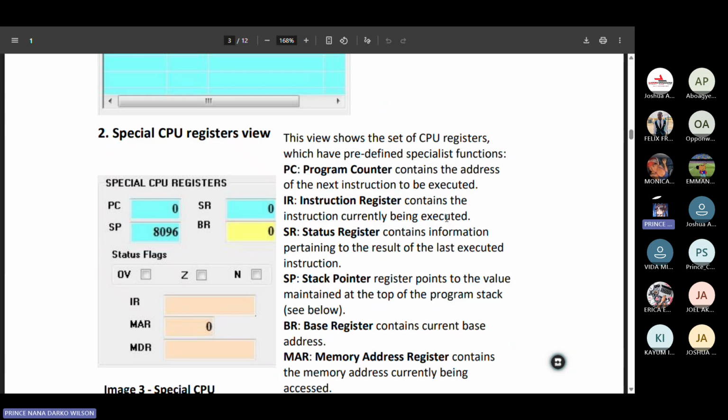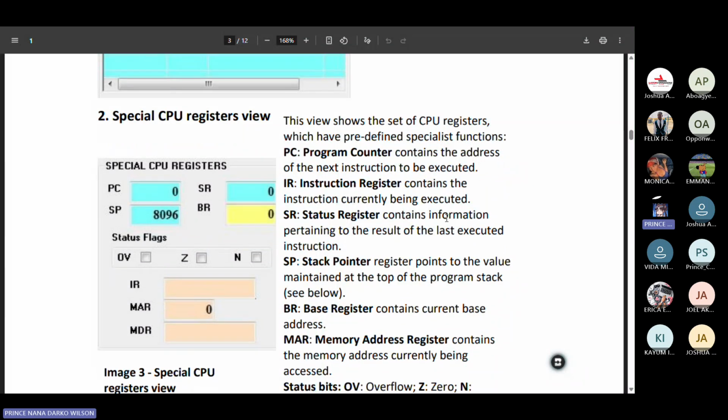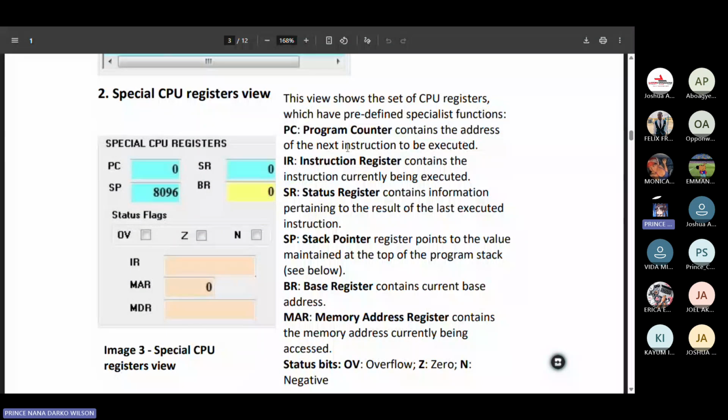The special central processing unit registers view. This view shows the set of central processing unit registers, which have predefined specialist functions. There is a program counter, and it contains the address of the next instruction to be executed. We know this already. Instruction contains the instruction currently being executed, and there is the status register. It contains information pertaining to the result of the last executed instruction. So what we did last, what is it about? Did this work through? Was there an error, etc.?